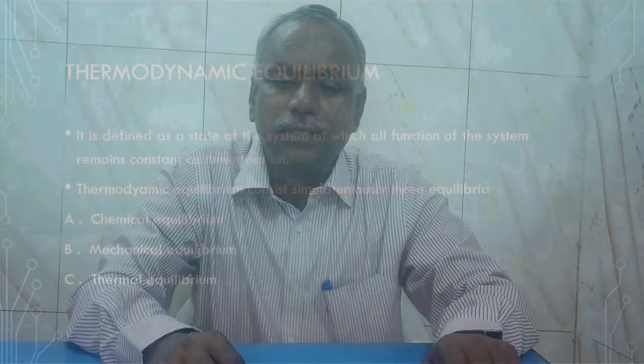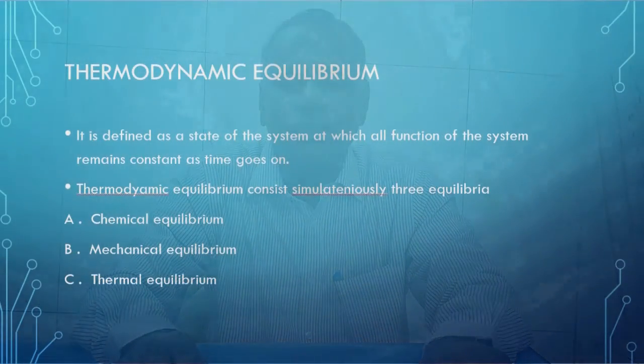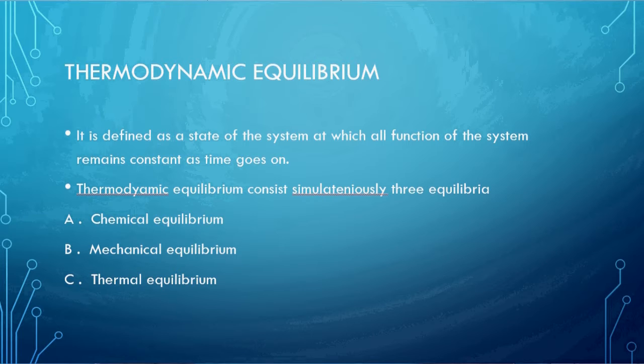Chemical equilibrium means there is no chemical change in the state of the system. Mechanical equilibrium means there is no mechanical change in the state of the system, and thermal equilibrium means there is no exchange of energy with the surroundings.